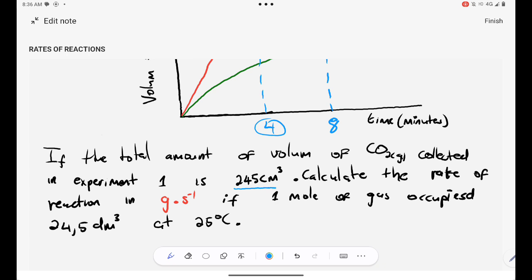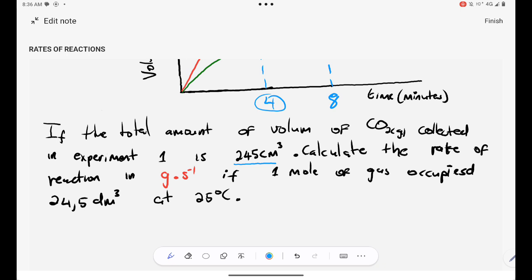245 cubic centimeters. They want us to calculate the rate of reaction in grams per second if 1 mole of gas occupies 24.5 cubic decimeters at 25 degrees Celsius. Okay, they want us to calculate the rate of our chemical reaction, right? And they are telling us about the product.